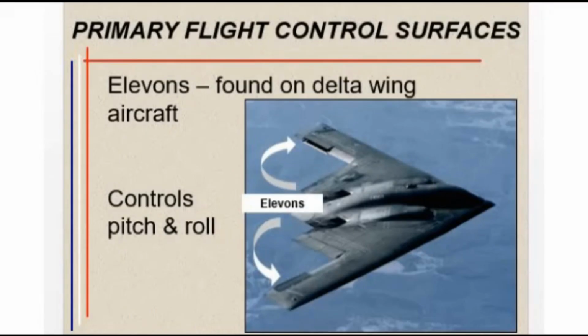Elevons of an aircraft. Elevons, figure 13, are often found on flying wing and delta wing aircraft. They combine the function of the elevators and the ailerons into one control. They act independently for roll and together to control pitch. Elevons can be found on the B-2 bomber.